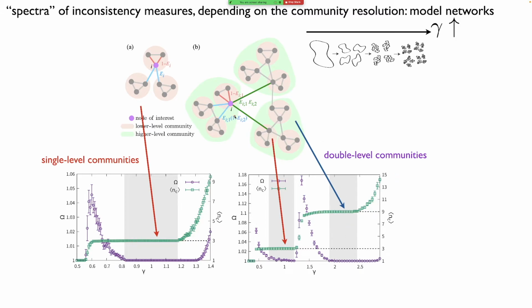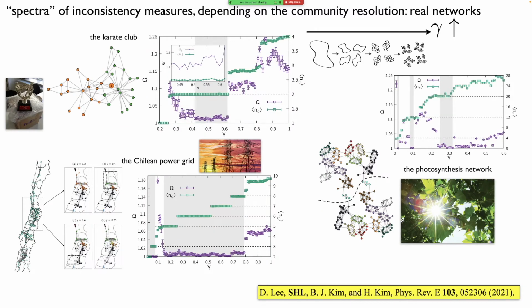By using this series of model networks with single-level and double-level, or hierarchical, communities, we verify that our method can find the most consistent community across different community resolutions. So a single resolution range here and the double ranges of resolution here, exactly as expected. And by taking various real-world networks again, we can actually pinpoint the regions of meaningful community structures.